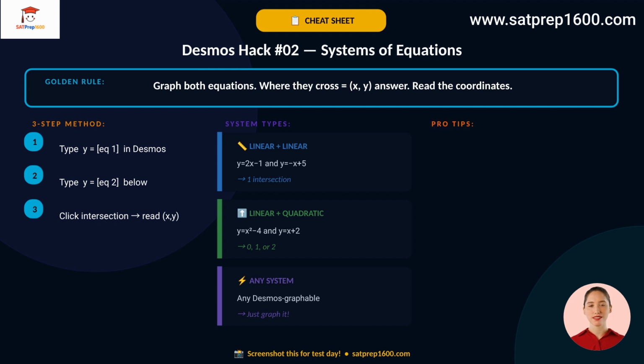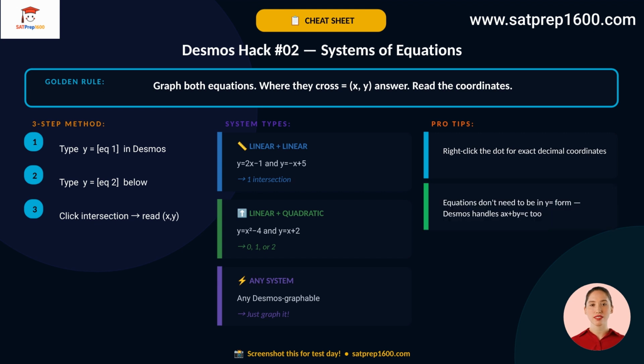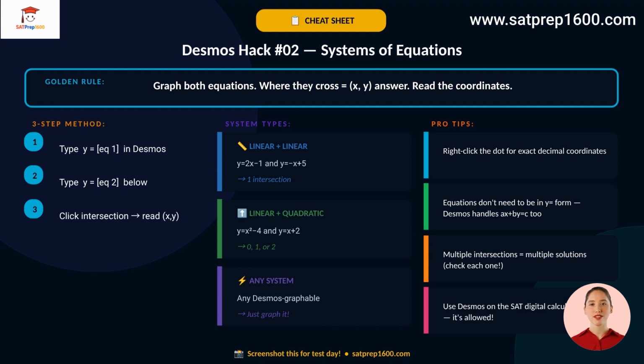A few pro tips. Right-click the intersection dot to get exact decimal coordinates. Your equations don't have to be in y equals form. Desmos handles x plus y equals c just fine. If you see multiple intersections, each one is a valid solution. And remember, Desmos is allowed on the SAT digital calculator section. Use it.